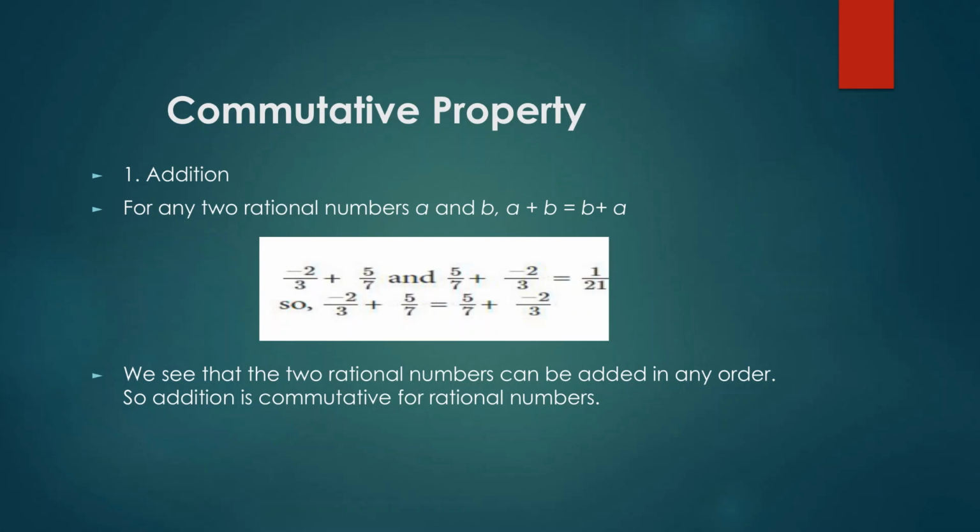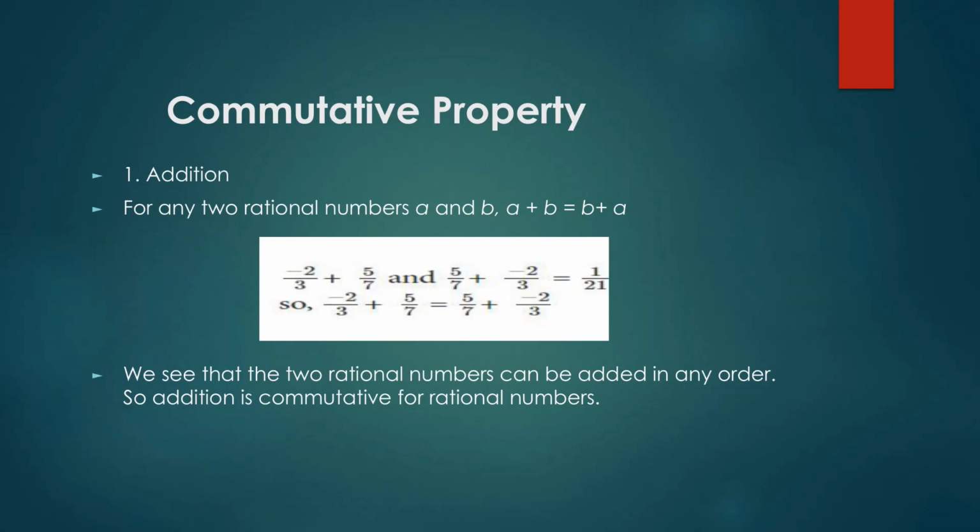Now we are starting our second property, that is commutative property. Here also we are verifying if it is commutative under addition, subtraction, multiplication and division of rational numbers. So first we can see addition of rational numbers. For any two rational numbers a and b, a plus b is equal to b plus a. Means addition of two rational numbers is commutative.